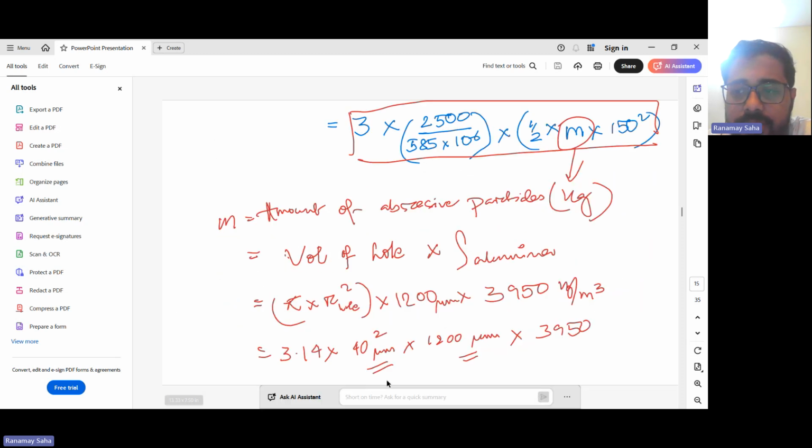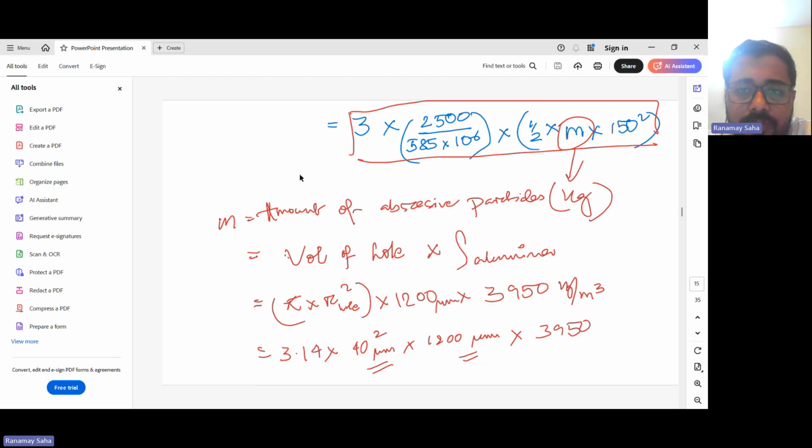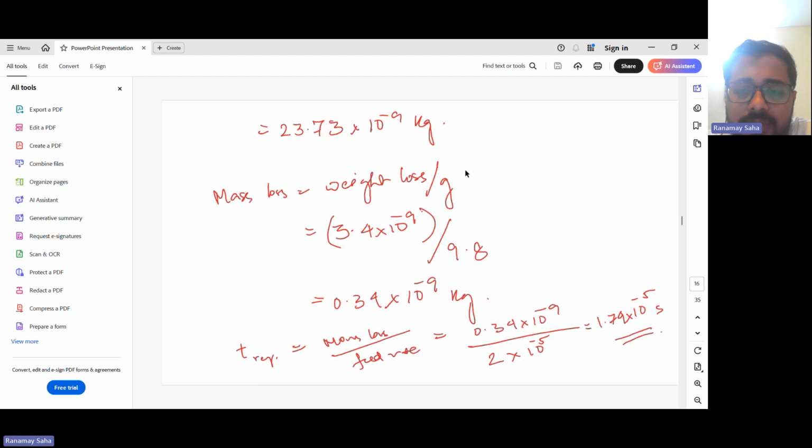So plugging in all these values, you can find out the mass, and then the mass loss you can find out from the weight loss by dividing that by gravity g. Just plugging in the value of the mass, you can find out the weight loss using this formulation, and when you divide that by gravity, you can find out the mass loss as 0.34 × 10^-9 kg.